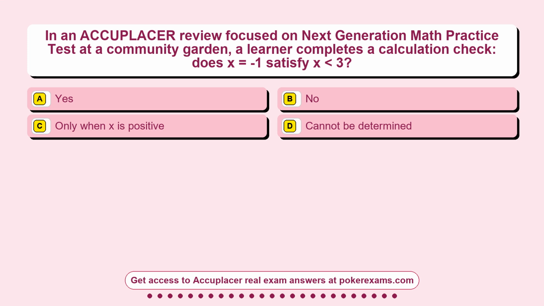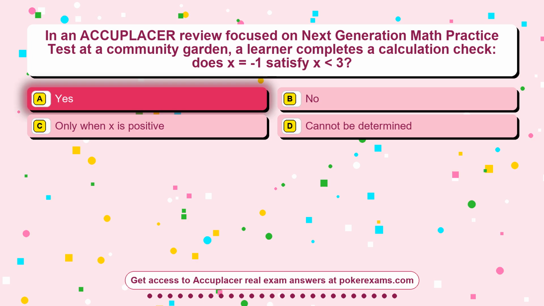Question 4. In an Accuplacer review focused on next generation math practice test at a community garden, a learner completes a calculation check. Does x = -1 satisfy x < 3? Option A, yes. Option B, no. Option C, only when x is positive. Option D, cannot be determined. The correct answer is option A, yes.